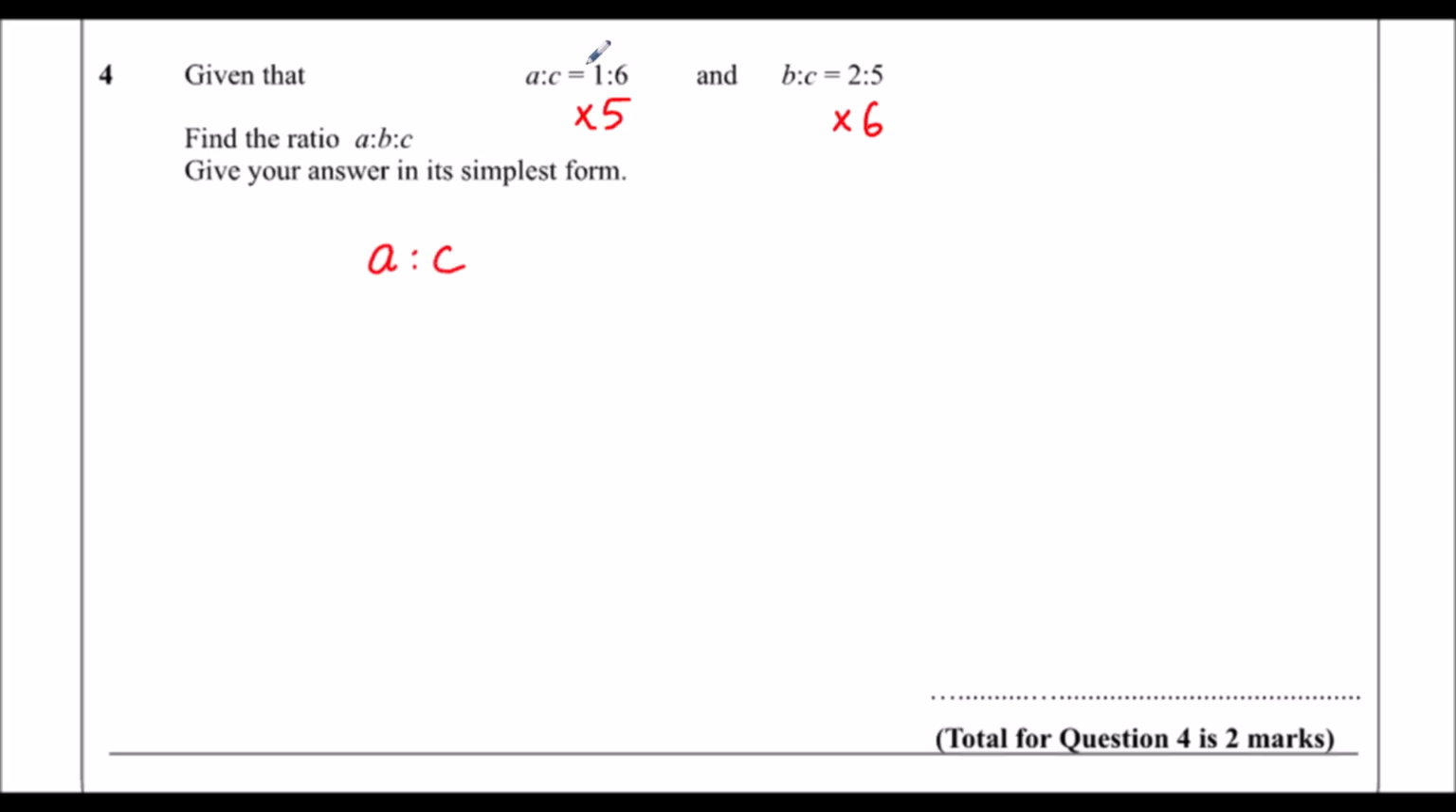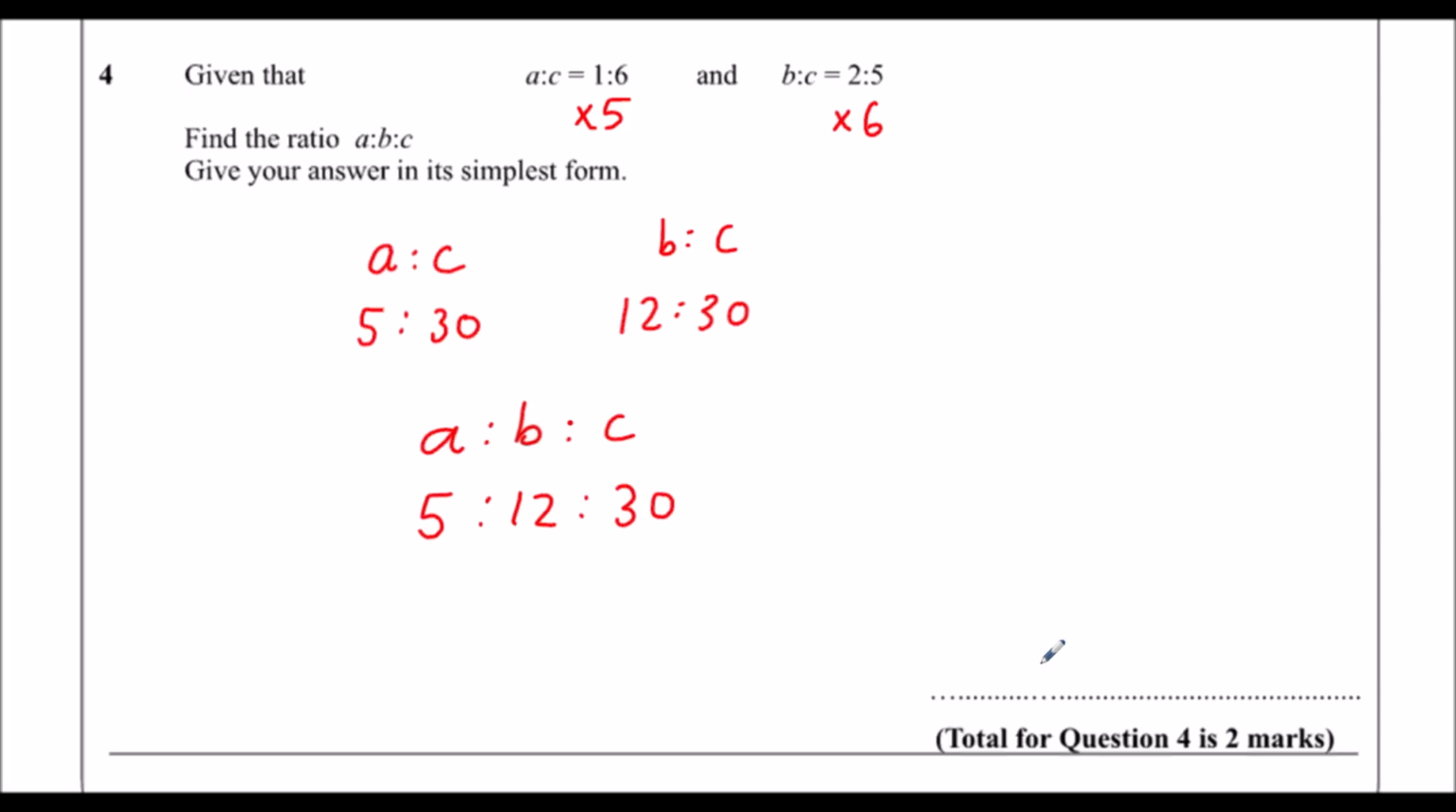So a to c, it was 1 to 6. We're going to times it by 5. So 1 times 5 is 5, and 6 fives are 30. And b to c, it was 2 to 5. We're going to times that by 6. So 2 times 6 is 12, and 5 sixes are 30. So now we've got a to c and b to c, but the c is the same. So we can make it into one ratio, a to b to c. A is 5 parts, B is 12, and C is 30. So 5 to 12 to 30.